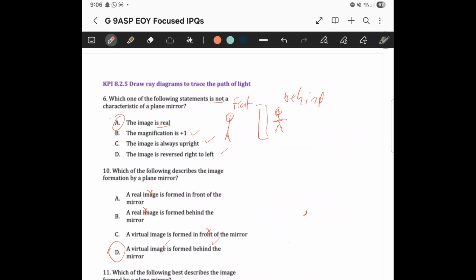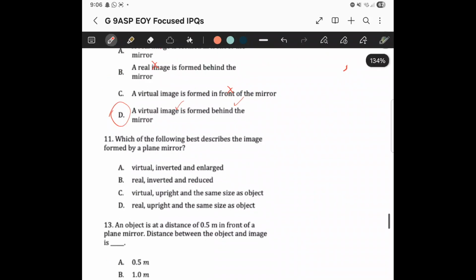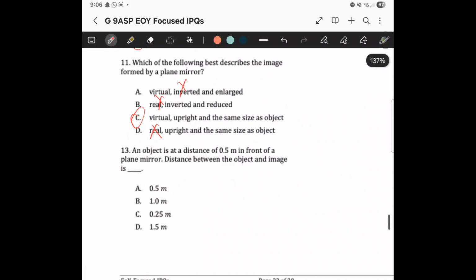You're standing in front. Okay, which describes the image formed by a plane mirror? We just said it is virtual. It is the same size, and it will not be inverted. It'll be upright, so that's wrong. Real is wrong. This is correct. Real upright, real is wrong.